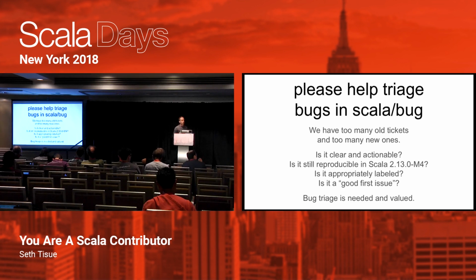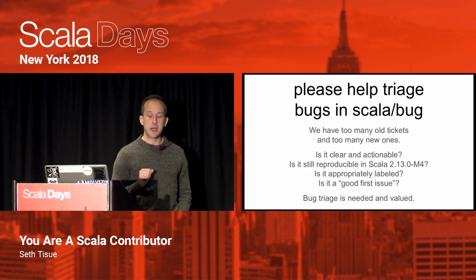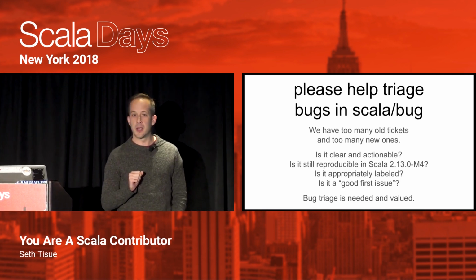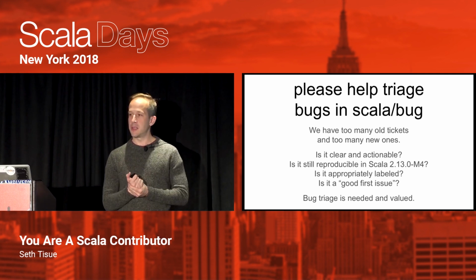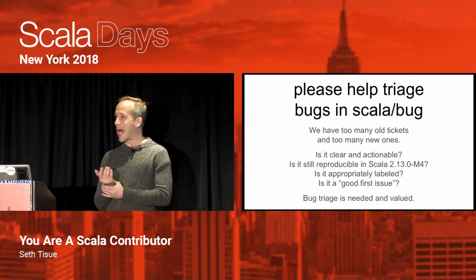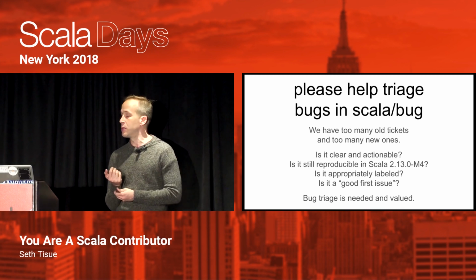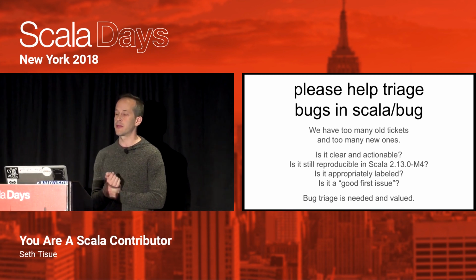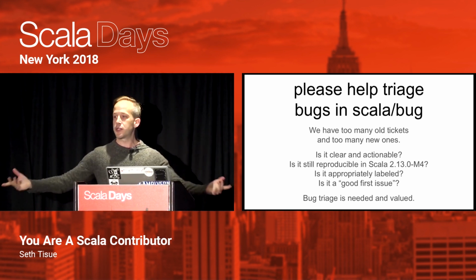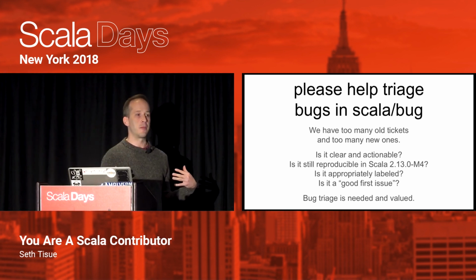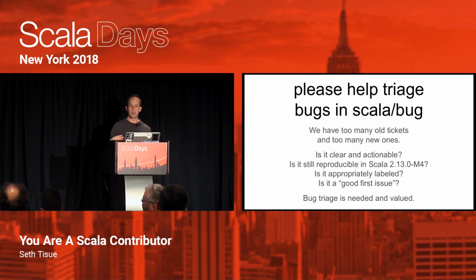We would love to have help triaging and responding to bug reports in Scala Bug. We have way too many old, stale tickets that may not even be clearly actionable or may no longer be reproducible in current versions of Scala. We'd love to have help with that backlog. We also have lots of new tickets coming in all the time, more than the core team can respond to ourselves.